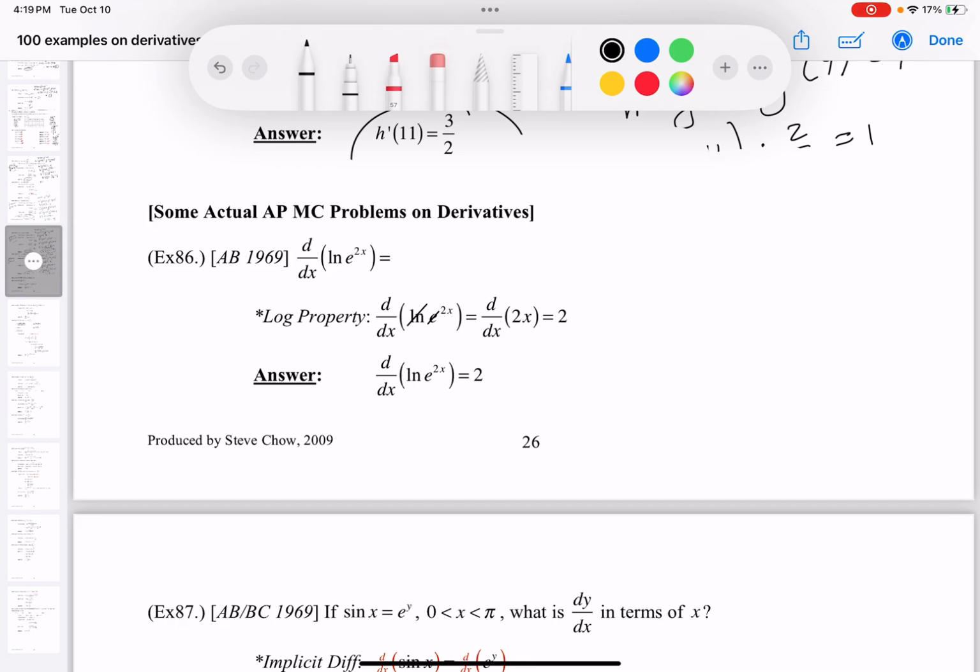So if I were doing this derivative over here, I'd say d/dx. And the natural log of e to the 2x is just simply 2x. What's that guy's derivative? 2. And the answer is 2.